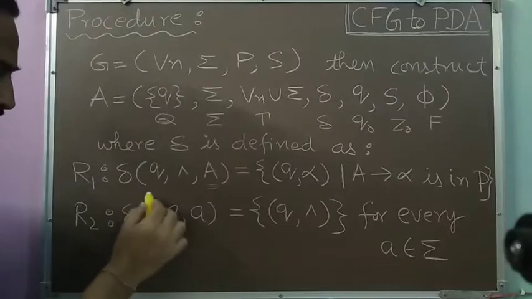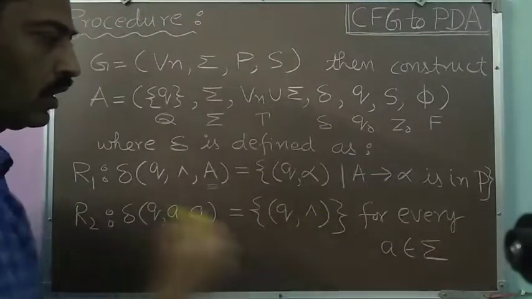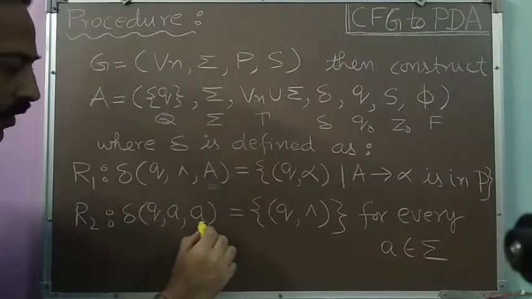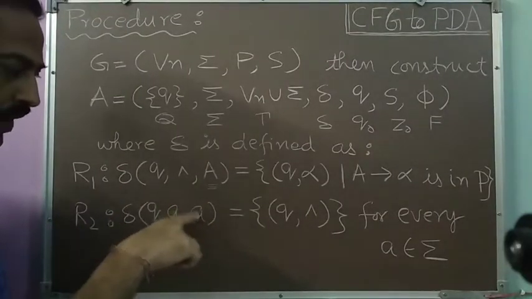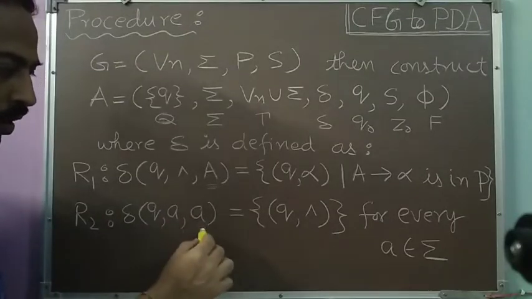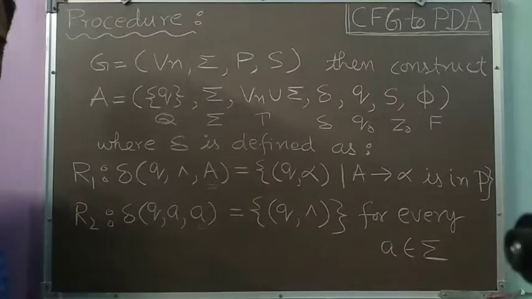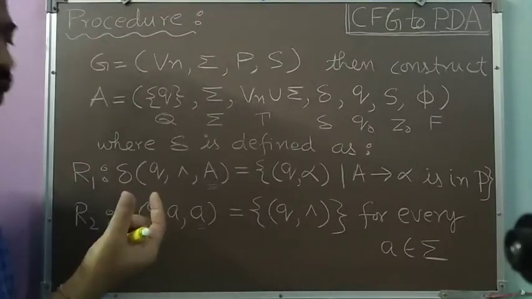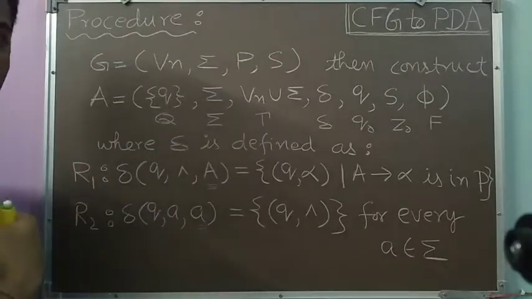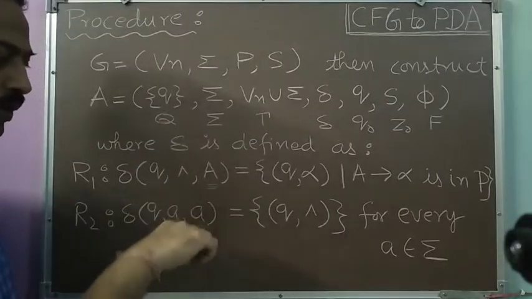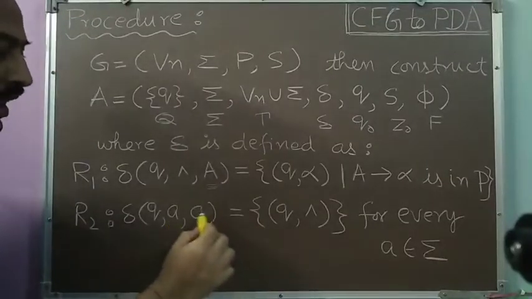Now come to rule 2. This rule 2 says that delta(Q, a, a) = (Q, null). Meaning thereby, if we are getting a terminal, where I am writing small a, on the pushdown store, and the same terminal we find in the input, it will perform a matching operation. Meaning thereby, whatever I want to generate in the input, I am able to generate because it is present on the top of the pushdown store. So I will match it and I will remove it.